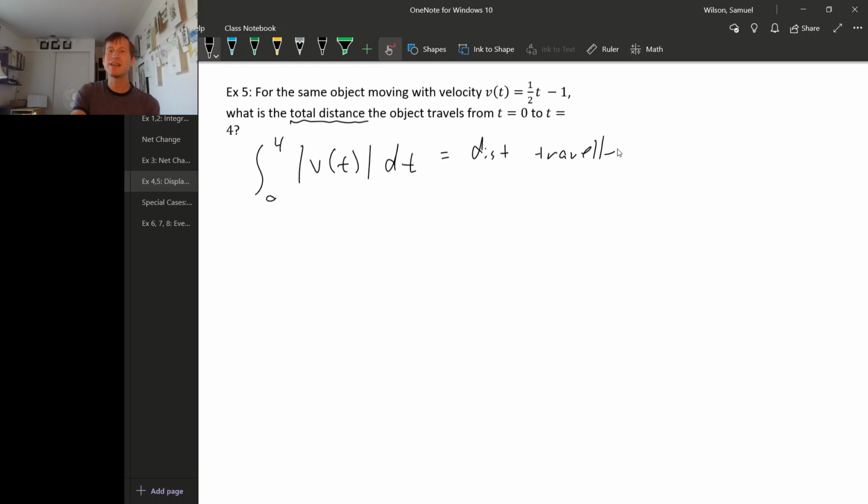And you can see that this is going to be different than the displacement because the integrand is a different function. It's an absolute value instead of just the velocity function itself. So this is the integral from 0 to 4 of the absolute value of 1/2 t minus 1 dt.